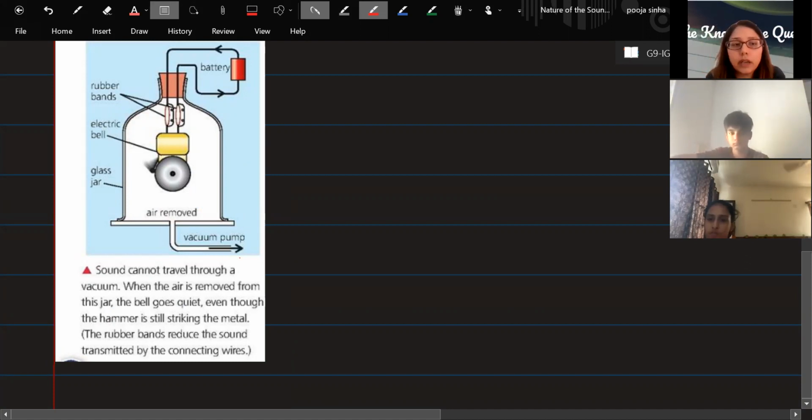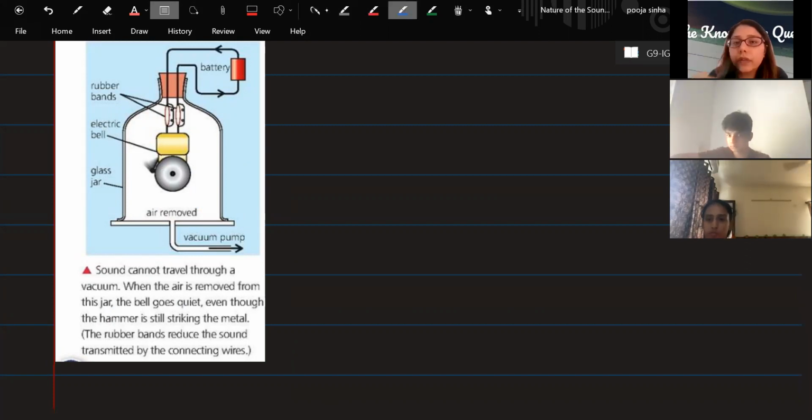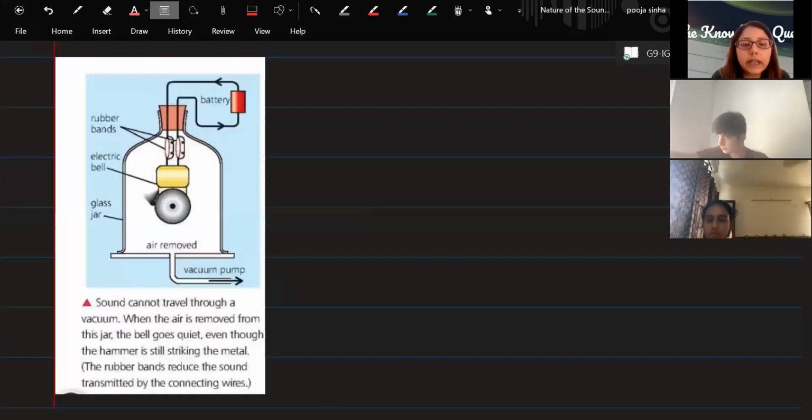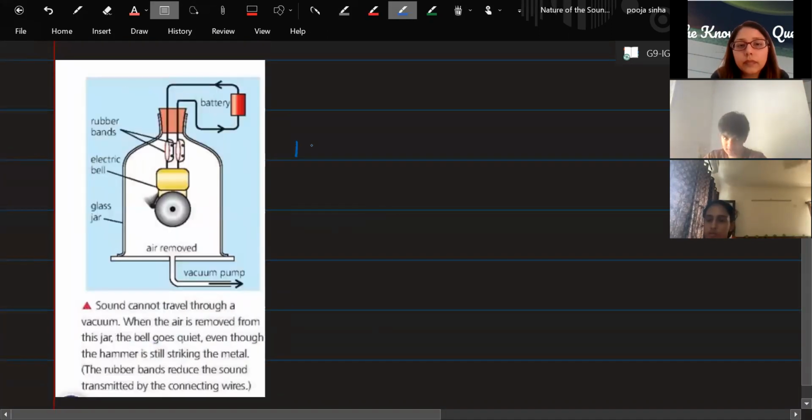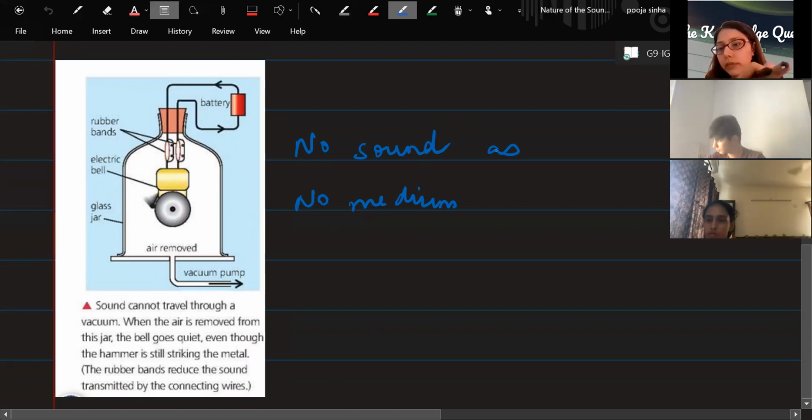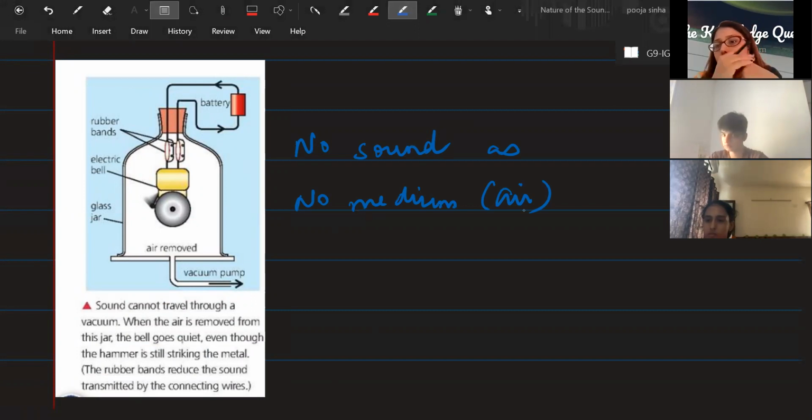What will happen after that? I can see it is ringing. Will you hear the sound? No. Why can't you hear the sound? Because there's a vacuum around the bell, so the sound cannot travel to your ears. No sound because there is no medium. What is the medium? Air particles. Vacuum is no air, so vacuum is no medium.